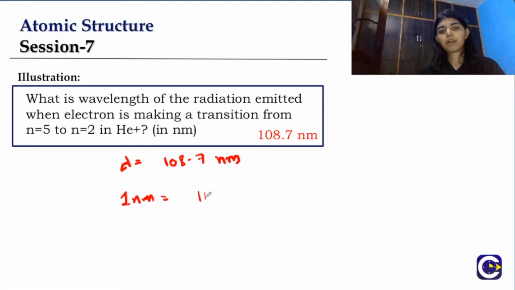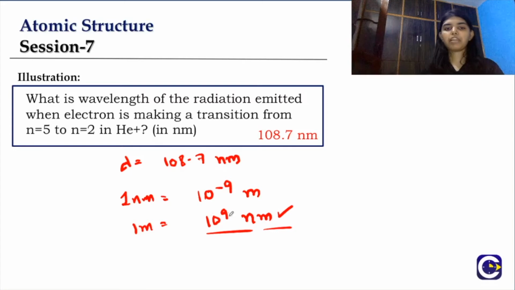So 1 nanometer is basically what? 10 raised to the power minus 9 meter. So 1 meter will be equal to what? 10 raised to the power 9 nanometer. That is why we were multiplying by 10 raised to the power 9. So conversions are very important from the examination point of view.